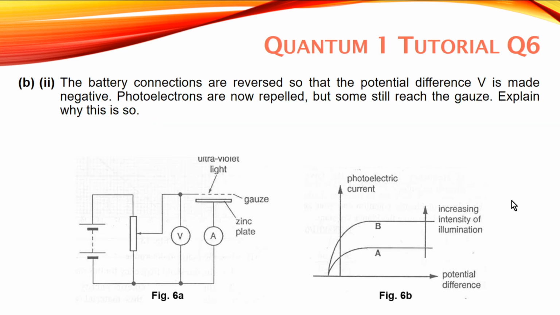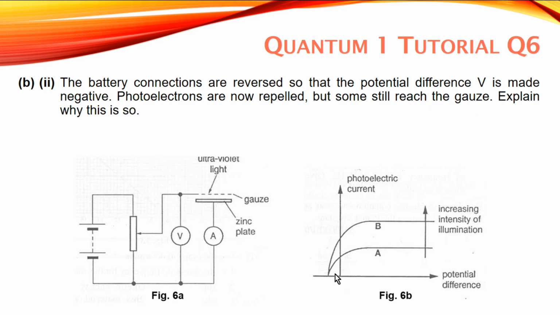B part 2. Now what they do is they reverse the battery so that the voltage V is now negative. So the reverse here is negative, so this gauze will be negative. When it's negative, electrons are negative charge. So when the electrons are emitted by the zinc plate, they will now be repelled by the negative gauze. If they are repelled by the negative gauze, why are there still some electrons able to reach the gauze?